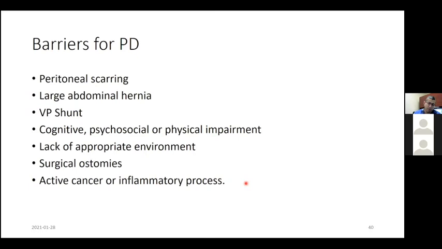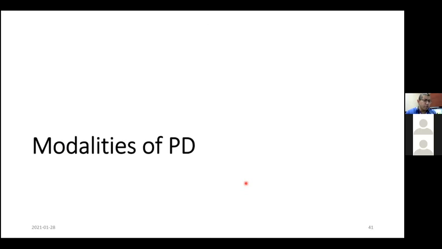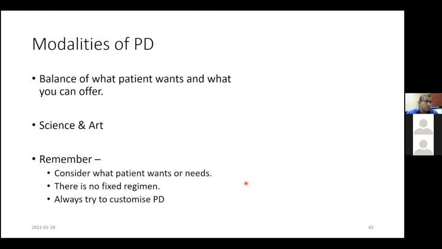Okay. So now, coming to modalities of PD. What is the modality of PD? It is how you treat a patient with PD, whether it's CAPD or CCPD. I'll come to it. So balance what the patient wants and what you can offer. You can suggest whatever you want, but it is the patient who wants to do it. So we have to balance what he expects from you and what you can actually offer him.